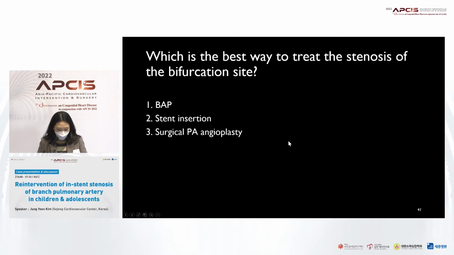So which is the best way to treat the stenosis of the bifurcation site? Number 1 is balloon angioplasty only. Number 2 is stent insertion immediately. Number 3 is surgical PA angioplasty again. Which is your choice? So panelists, Soik-chan.